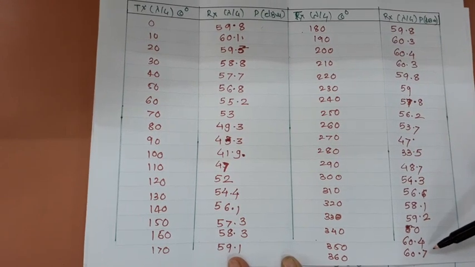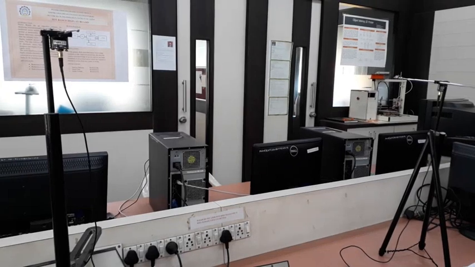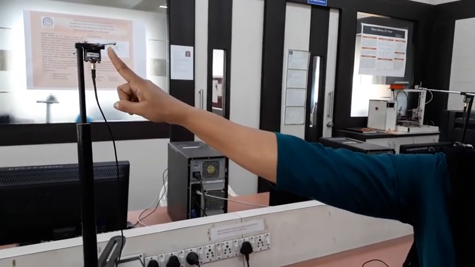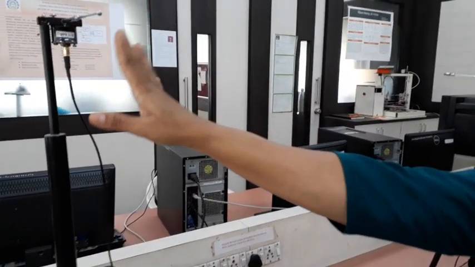Now we'll take the readings for the lambda by 2 antenna. Here you can see that my transmitting antenna is right now double in length. So this antenna is now the lambda by 2 antenna, and this is the dipole antenna.